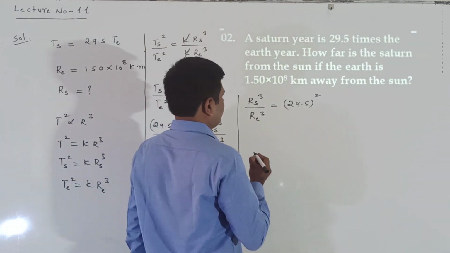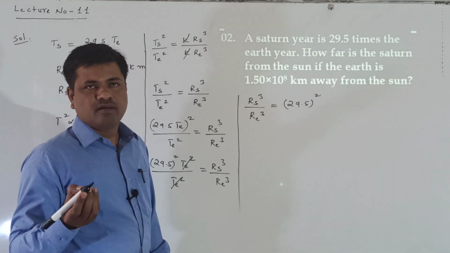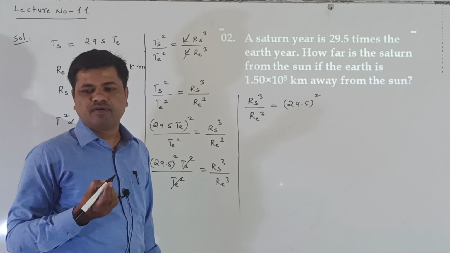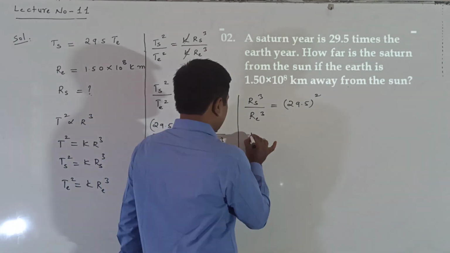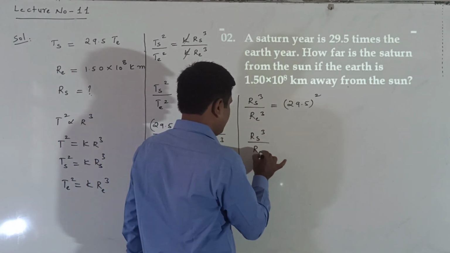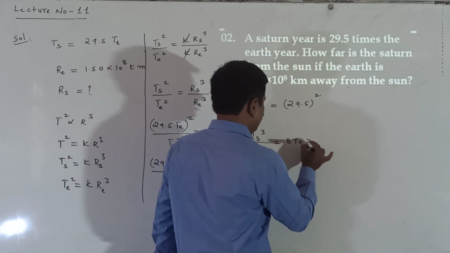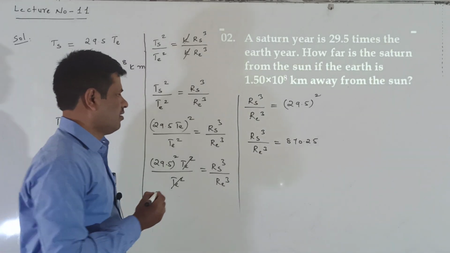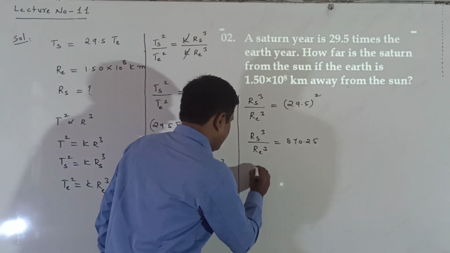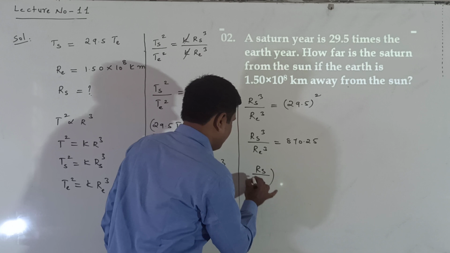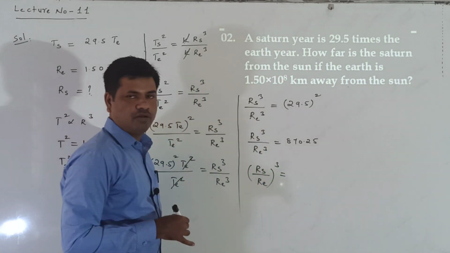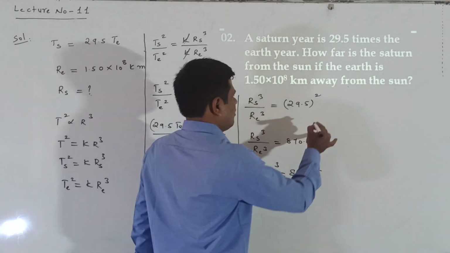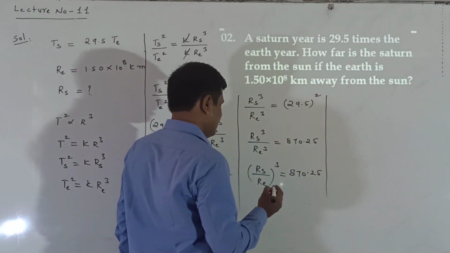We are getting 870.25, near about. Here 30 squared would be about 900, and 29.5 whole square we are getting 870.25. Now Rs cube by Re cube is equal to 870.25, that value 29.5 into 29.5. Now I write this as Rs by Re whole cube, taking the same whole cube, is equal to 870.25.